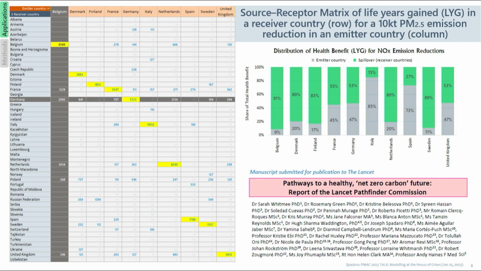The yellow cells indicate the benefit to the population in the country in which the emissions are cut, while the remaining data along a column show the distributed benefit across other countries. In the case of Belgium, the spillover effect amounts to nearly 50% of the total benefit, with France, Germany, and the Netherlands standing to benefit the most. In the case of Italy, 93% of the total benefit impacts Italians. The graph on the right shows the within and outside country benefit split for NOx emission reductions.